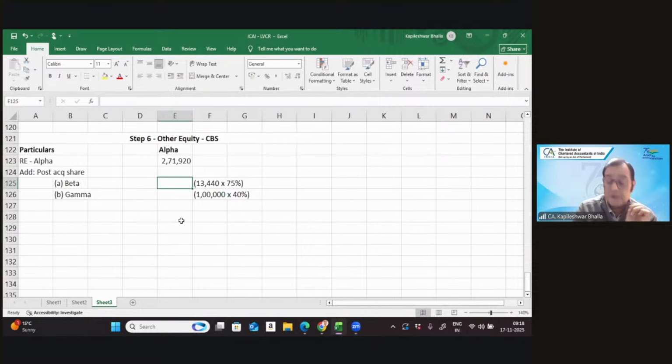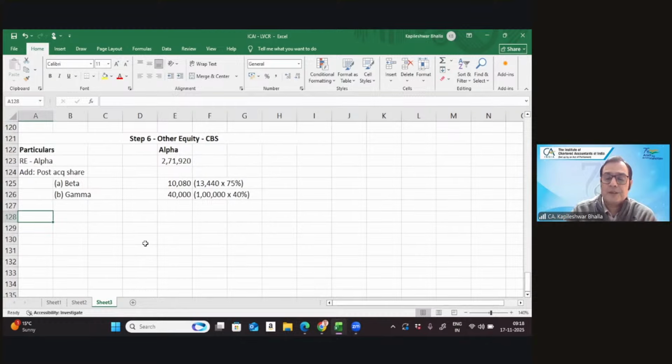This is the post-acquisition profits. 13,440 into 75%, that's 10,080. And this is 40,000. So we can show the bifurcation in terms of the post-acquisition in the subsidiary and the post-acquisition in the associate to get the breakup. Absolutely fine. Okay, then let's go ahead.